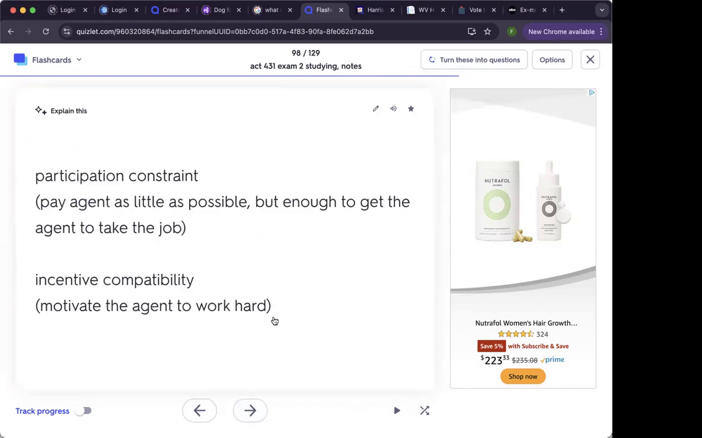Principal's goal: participation constraint and incentive compatibility. Participation constraint is where we pay the agent as little as possible, but enough to get the agent to actually take the job and accept the job. Incentive compatibility, motivate the agent to work hard while doing the job.